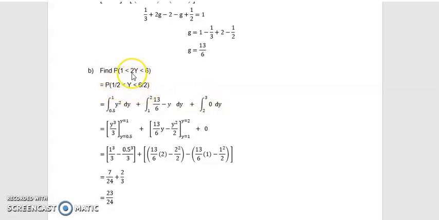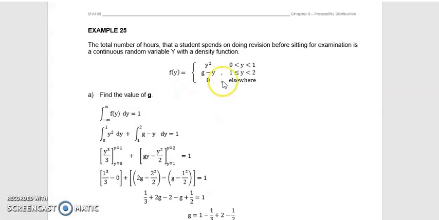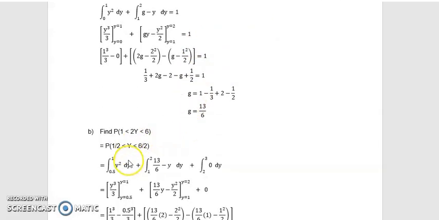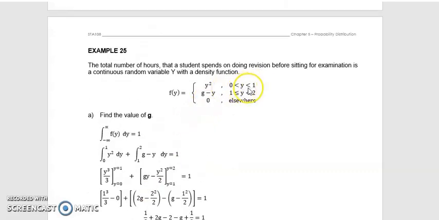So this is 2y, right? 2 multiplied by y. So the 2 you bring to the left and right hand side. On the left hand side here will be 1 over 2, and on this side will be 6 over 2. So 6 over 2 will be equal to 3. So if you look here, y more than half, the interval y squared is for y between 0 and 1, right? Now y between half and 3, 6 over 2 equal to 3. So 3 is not within this interval. So 3 is beyond these two intervals.